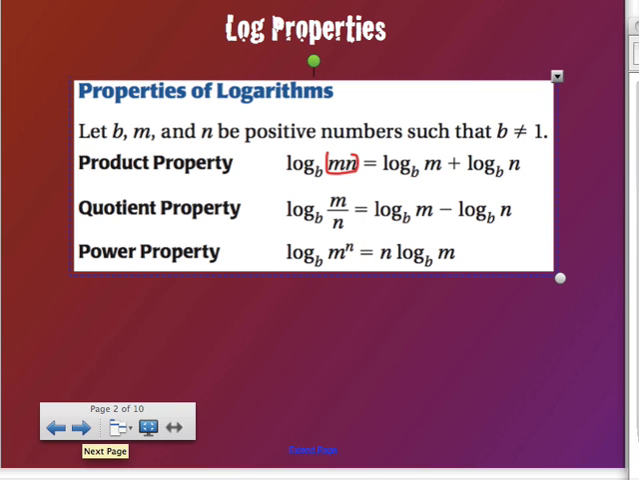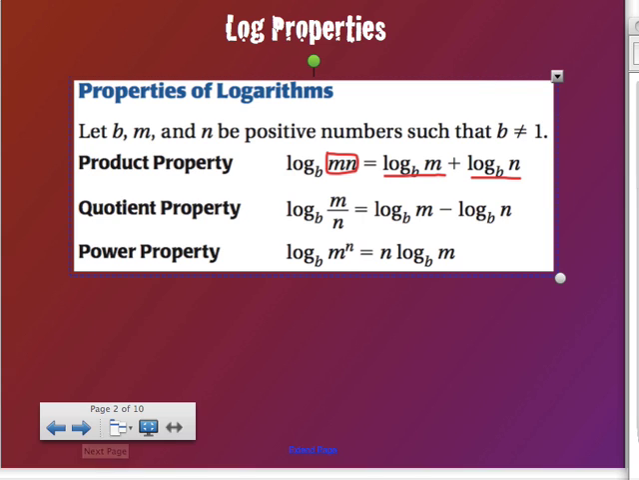M times n is really a multiplication. What it's saying is if I have two things being multiplied together inside the log, that is equivalent to taking the first one and adding the second. So when you do log base b of m times n, it's like splitting it apart and putting a plus sign in the middle: log base b of m plus log base b of n.